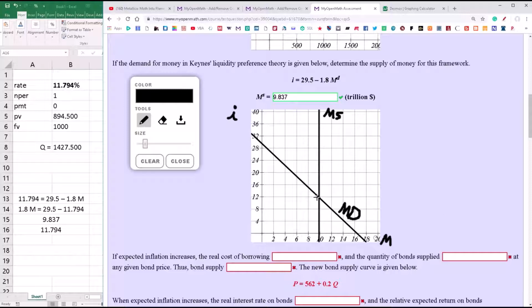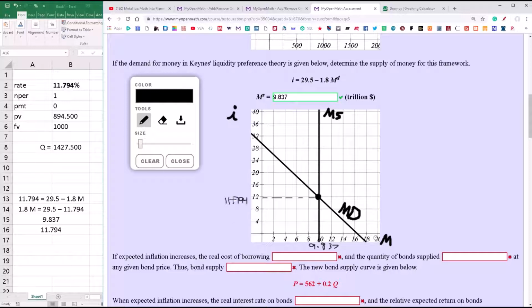Money demand, that's the equilibrium, and the interest rate is right under 12, 11.794. And the quantity of money is 9.837. So that's how you graph the market for money.